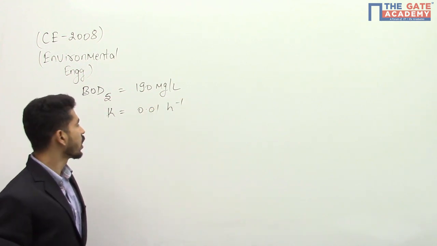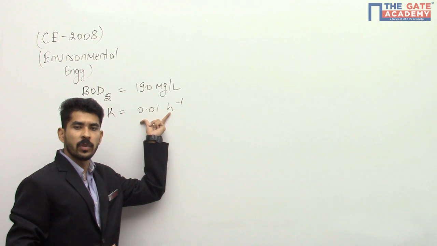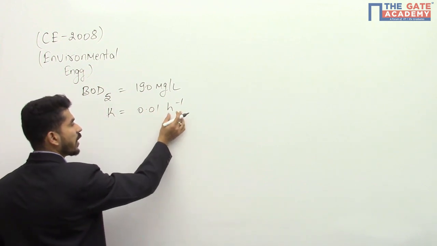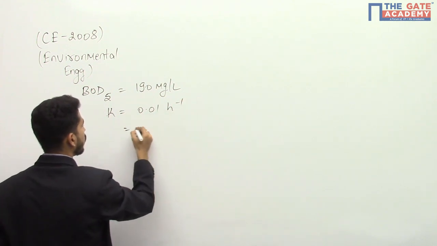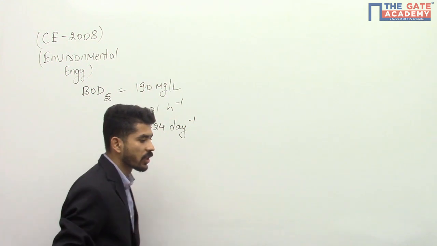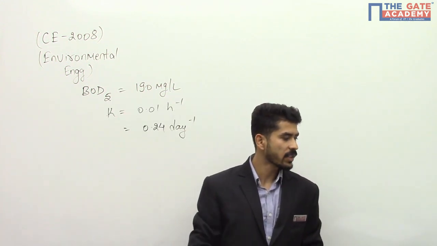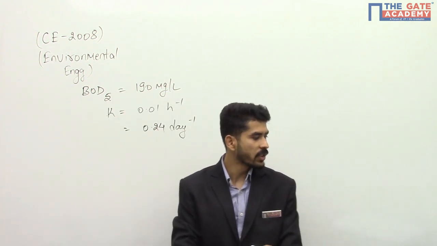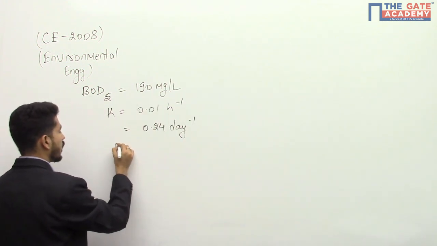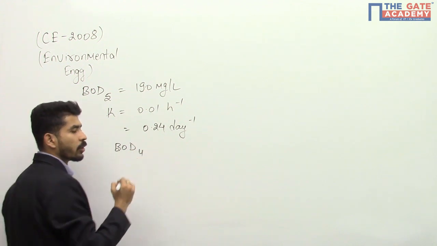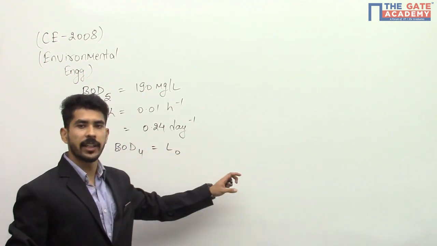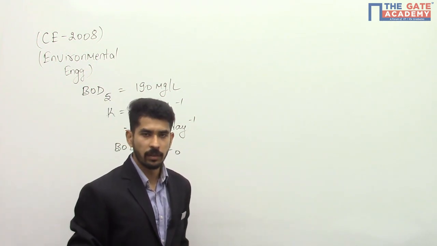The very first thing we'll do here is, since this is in hour inverse and we know the units of K are taken in days inverse, convert this hour inverse into days inverse, which gives you 0.24 day inverse. So this is your K value. Then he is asking the ultimate oxygen demand in milligrams per liter of the sample, that means he is asking what the ultimate BOD is. Ultimate BOD we know is equal to L0. So let us take the full conventional method to solve this particular question.